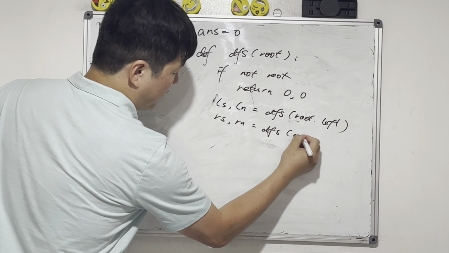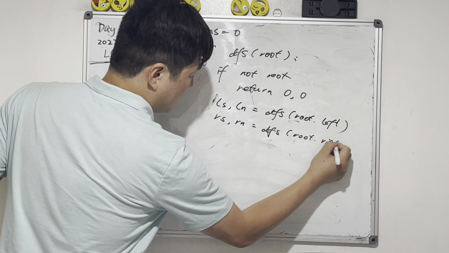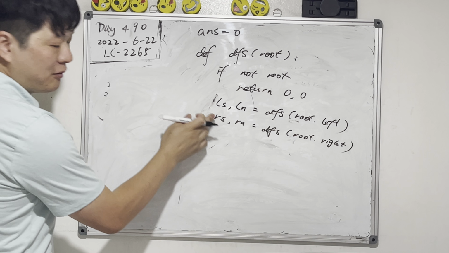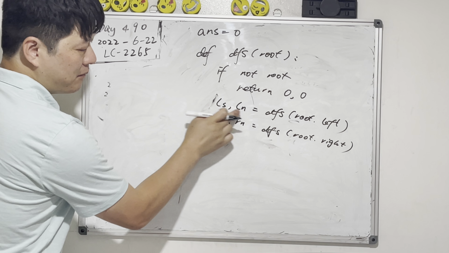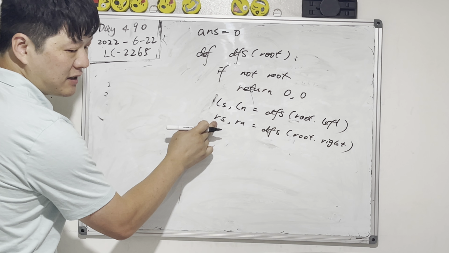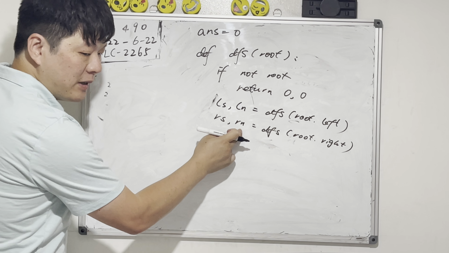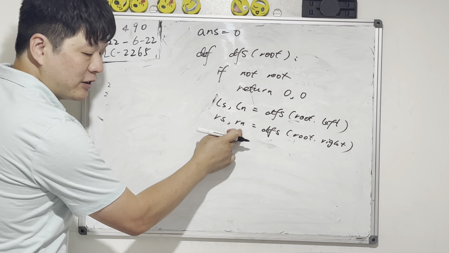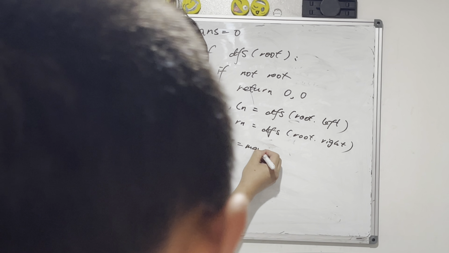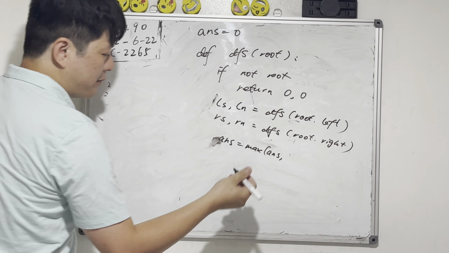Can you tell me what I am doing here? Root dot right. Okay, so now look, we got the 4 values. The left sum, left number of nodes, right sum, the sum of the right tree and the number of nodes of the right tree, right? And now we want to get the maximum of the average. We have this answer equals the maximum of answer. We want to get the maximum of the average, right?